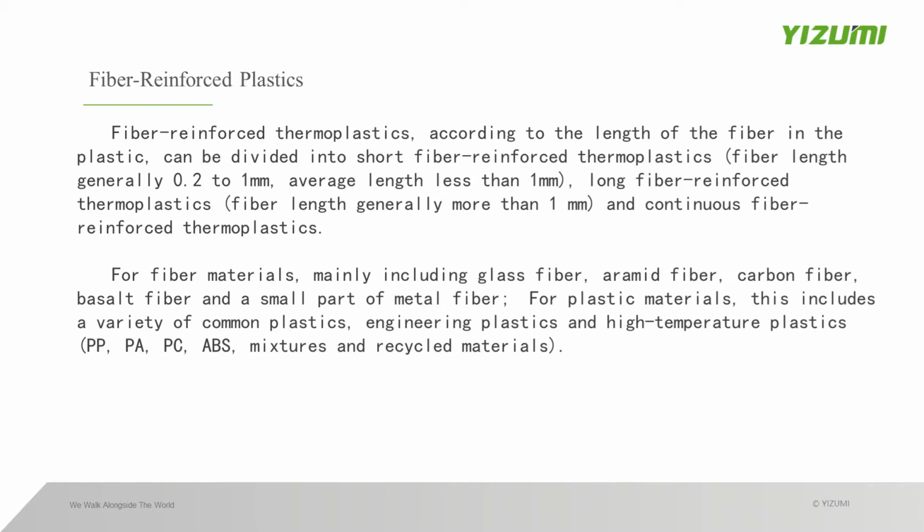For the fiber materials, there are many, including glass fiber, carbon fiber, and some types of metal fiber. For plastic material, this includes a variety of common plastics, engineering plastics and high temperature plastics. As I mentioned before, it's PP, PA, PC, ABS, or some mixture of ABS and PC like that. And also for the direct process, we can use recycled materials. It also works.